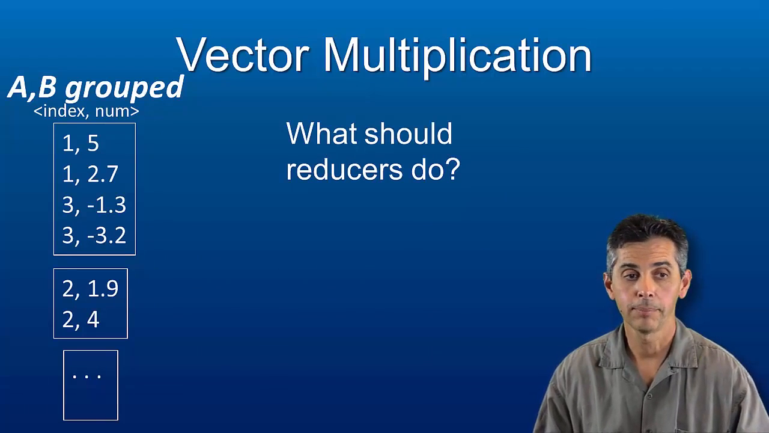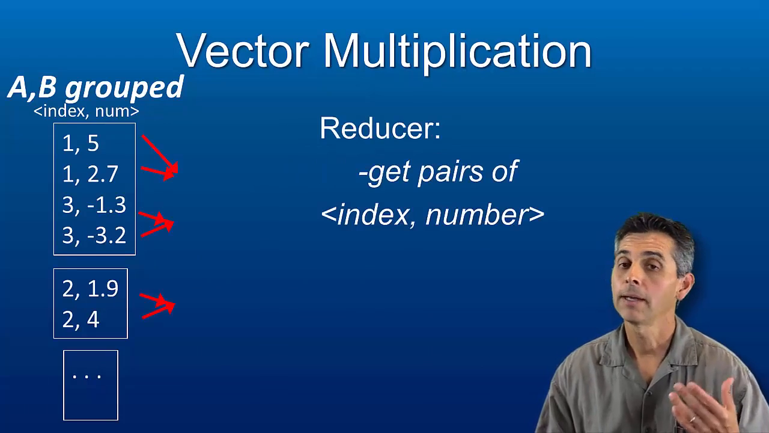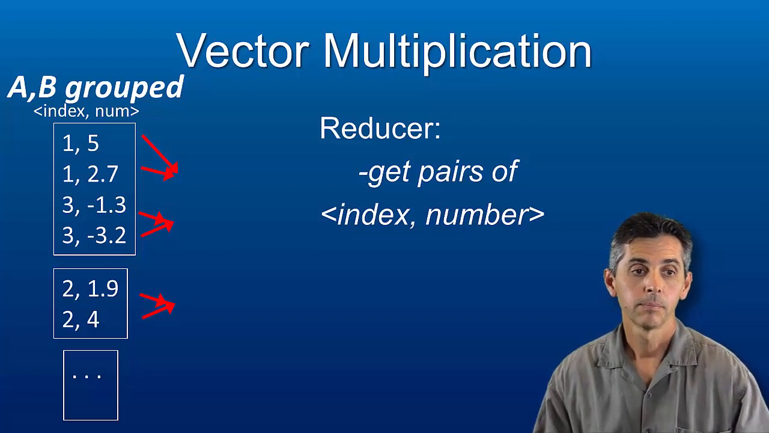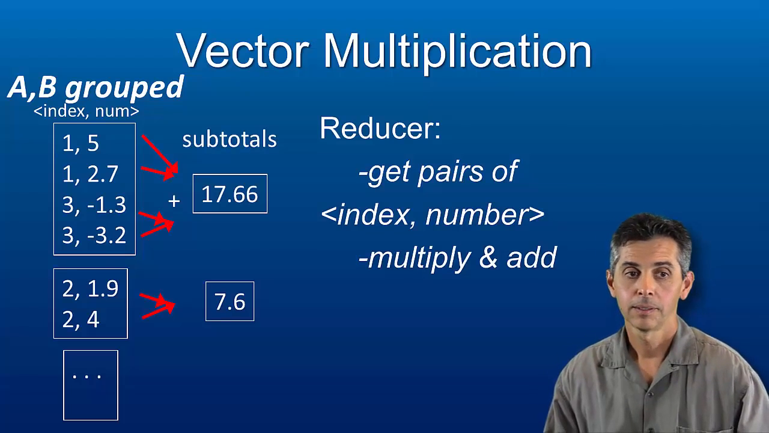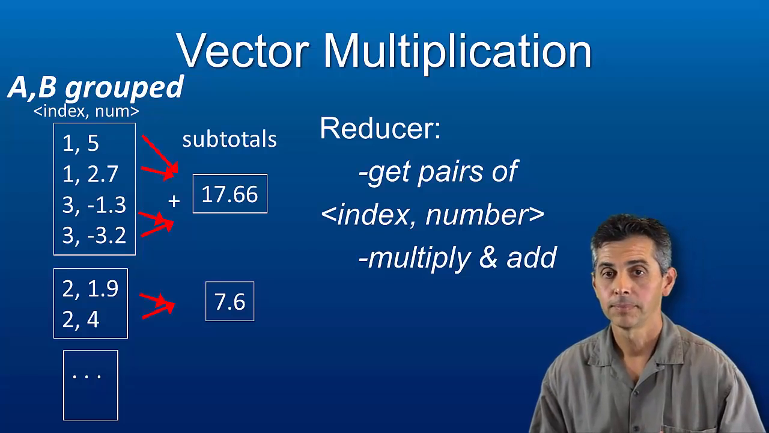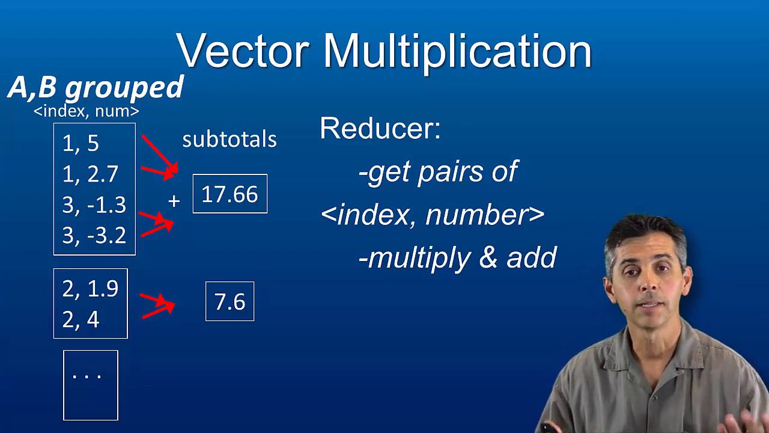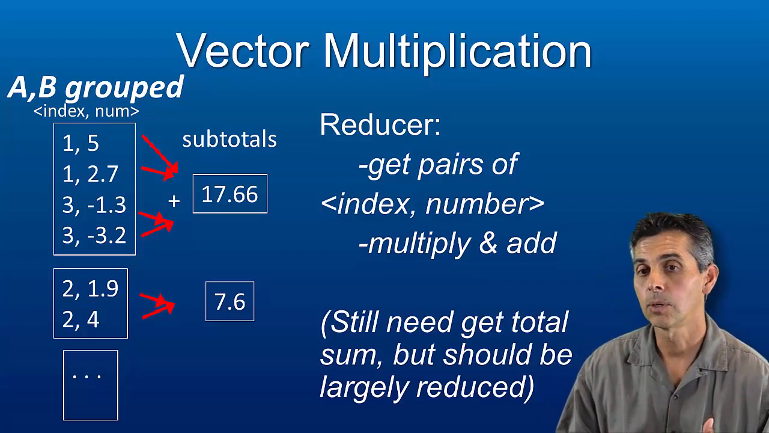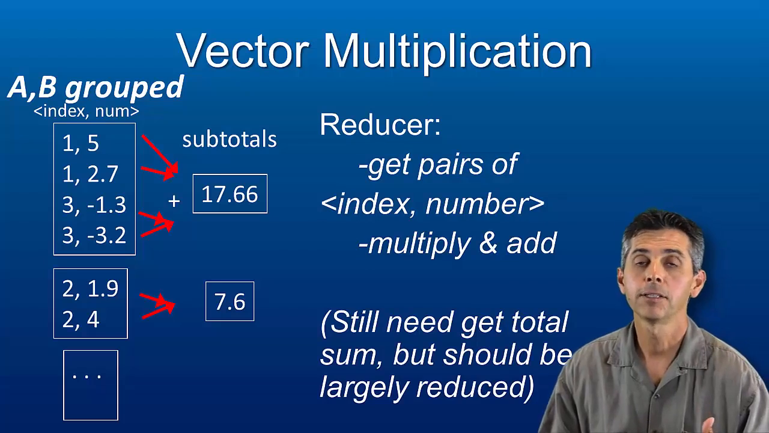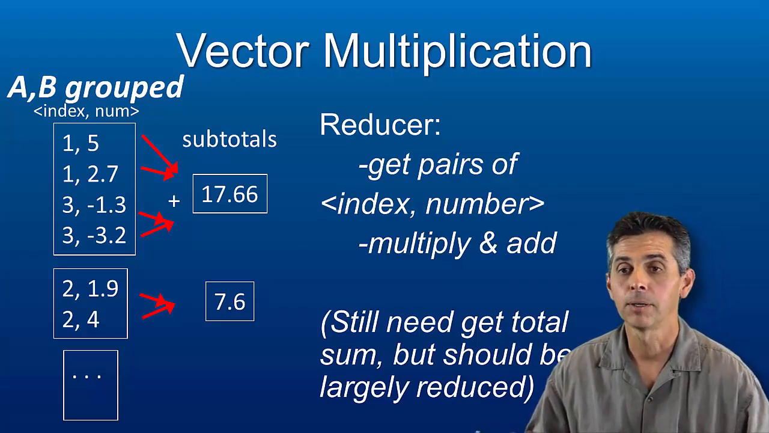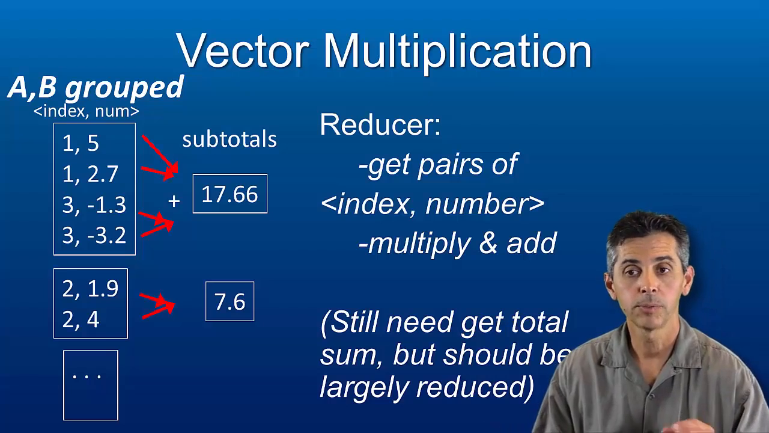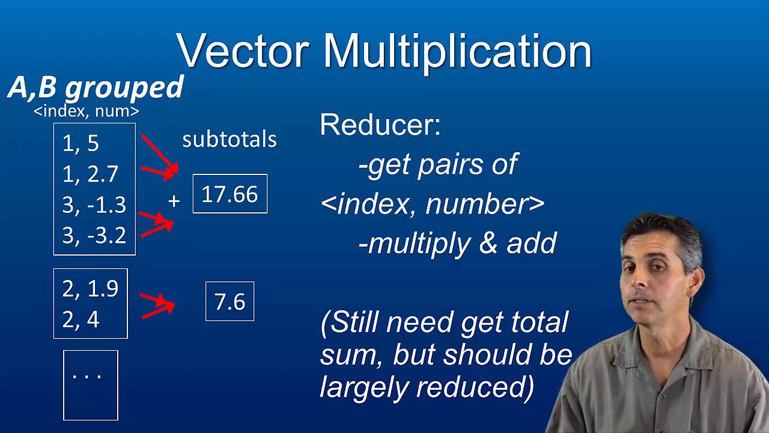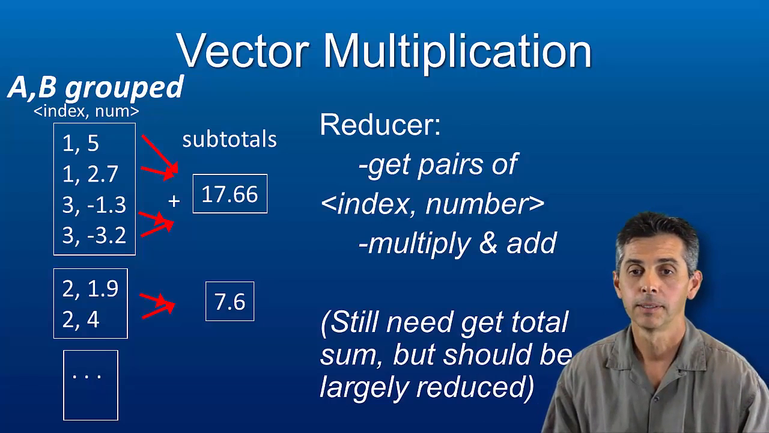How is that going to happen? Well, it's going to have to get pairs of data with the same index number, multiply them in each pair, and then add them up. The reducer will produce a subtotal in its output. So depending on the number of reducers, we might still need to add up all the data. However, at this point, the original data might get reduced to a small number of subtotals. So it might fit in memory and not need another MapReduce job.